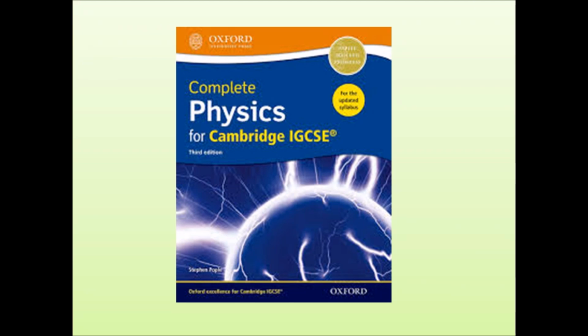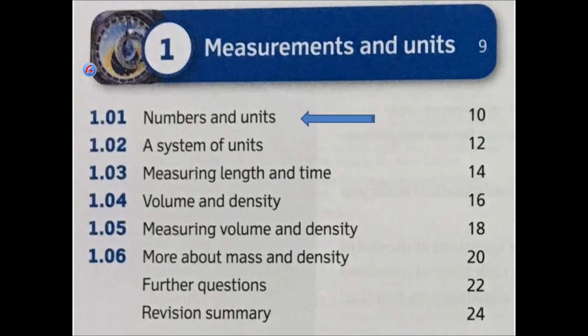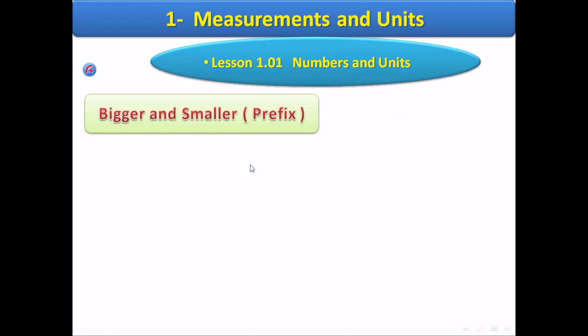In this video, I will teach you the physics book for Cambridge IGCSE, the 3rd edition. At first, I will teach you chapter 1, measurements and units. Let's start with lesson 1, numbers and units. In this lesson, we will talk about prefixes, okay?